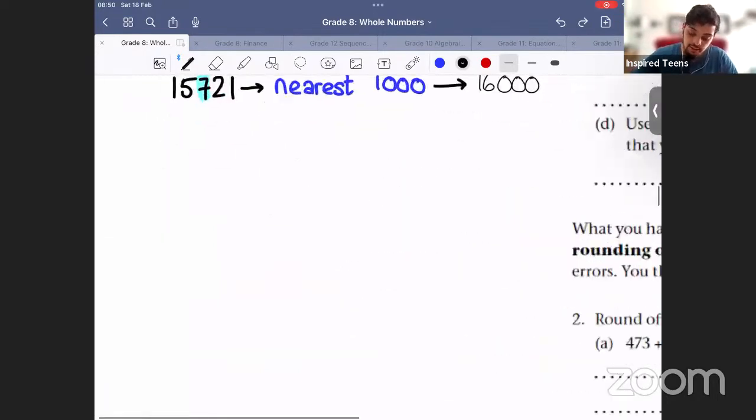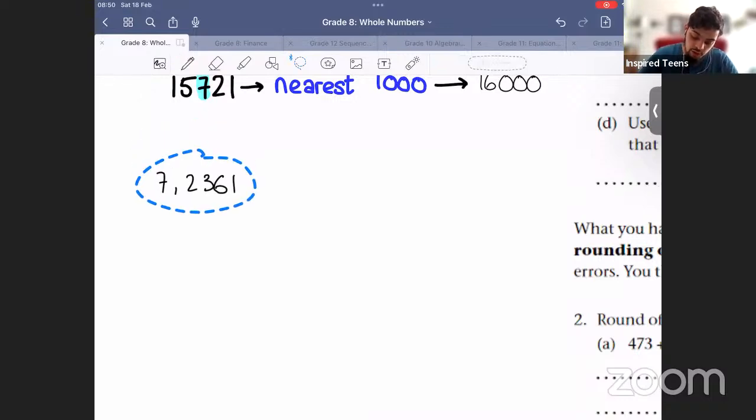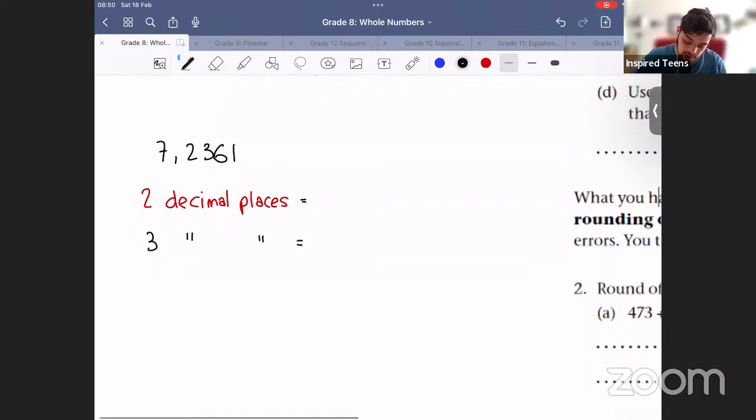So when we talk about decimals, just say we have 7,2361. If the question says 2 decimal places, if the question says 3 decimal places, if the question says, let's just do 4 decimal places, it is essentially the same thing.